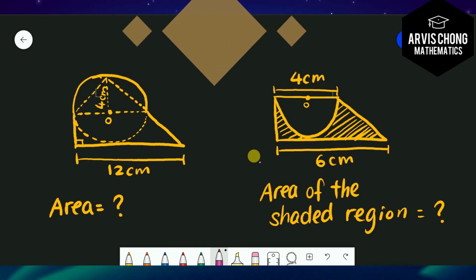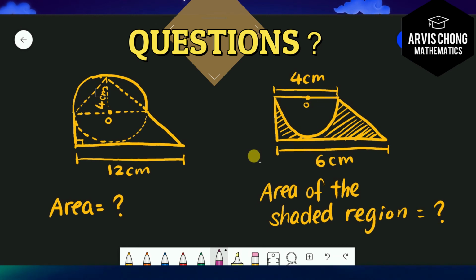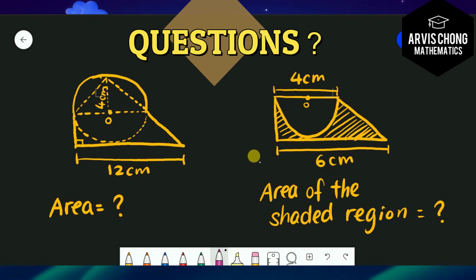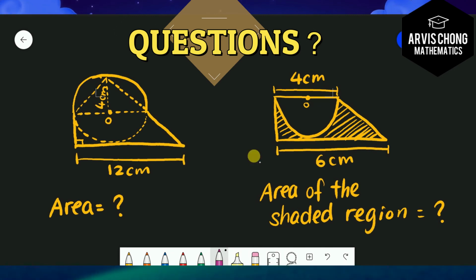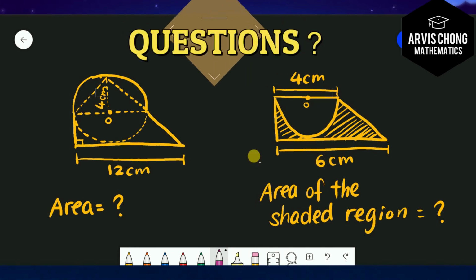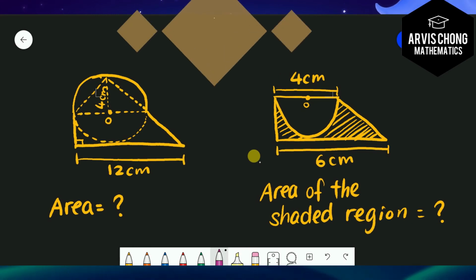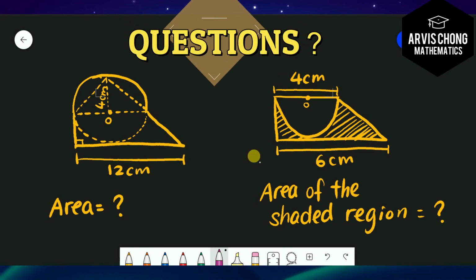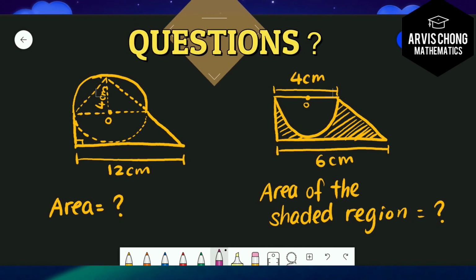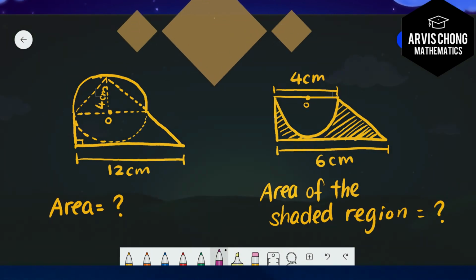And then the next question is, you have a trapezium as well, and you have the semicircle inside here, and the question asks us to find the area of the shaded region. Given that this length is 4 centimeter, 4 centimeter is the diameter of the semicircle, and this is the 6 centimeter here. So happy trying these questions, and you might post your answer in the space below to tell me. Happy trying.